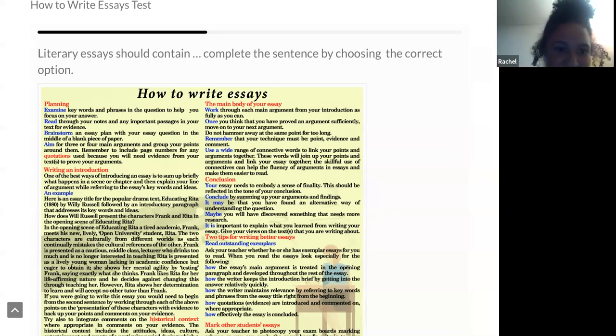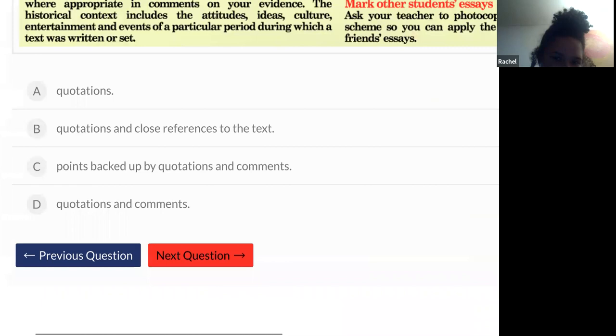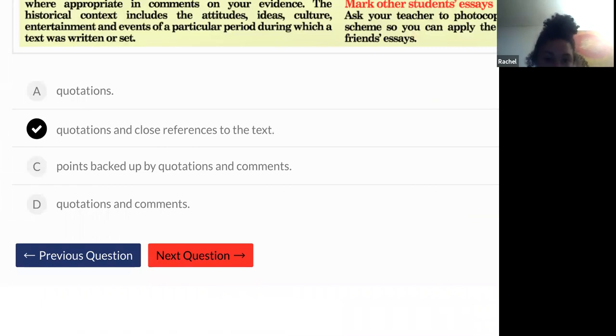Literary essays should contain... complete the sentence by choosing the correct option. Yeah, so we're looking at literary essays, and they usually include lots of references. Is it quotations and close references to the text? Yeah, good. So literary essays contain lots of quotations and close references to the text.